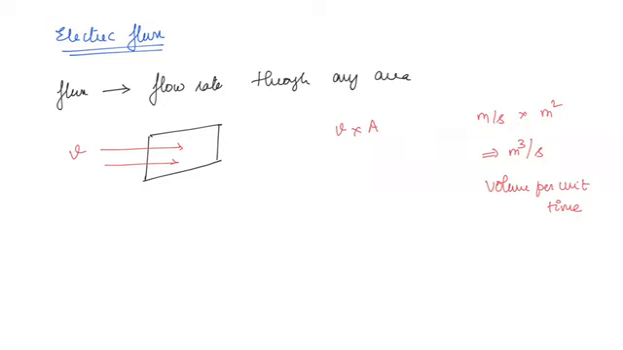Now let us say the same window, but now the air is flowing in a direction which is parallel to the plane. In this case, will there be any volume flowing through the window? No, there won't be any volume flowing. So in that case, the volume flow rate is simply 0. This shows that it depends not only on the velocity and the area, but also on the direction. Now here we have taken the example of air, but it can be some fluid as well.